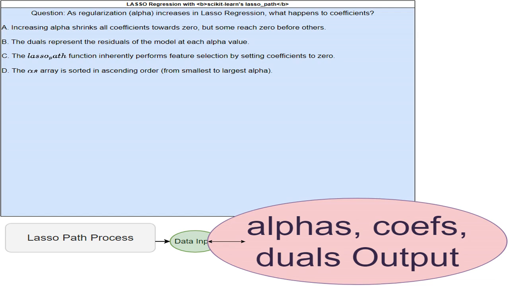Alphas represent different regularization strengths. Coefs are the coefficients of our model for each alpha. These are the focus of the question and directly relate to options A and C. Finally, duals are related to the optimization problem, which is described in option B. Understanding the interplay between these three outputs is essential for grasping the problem.